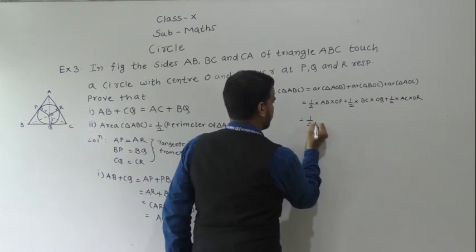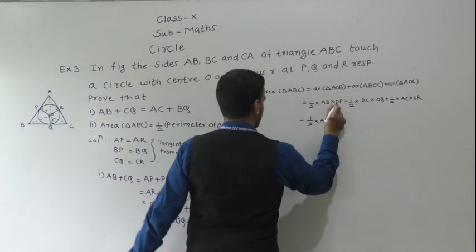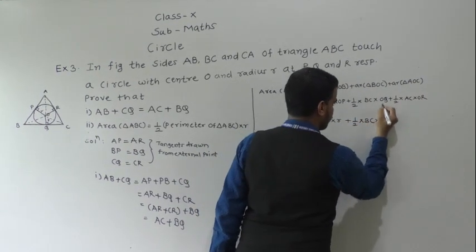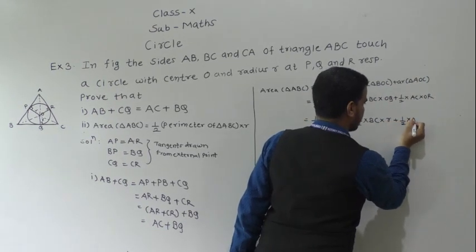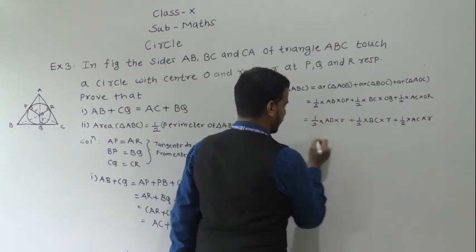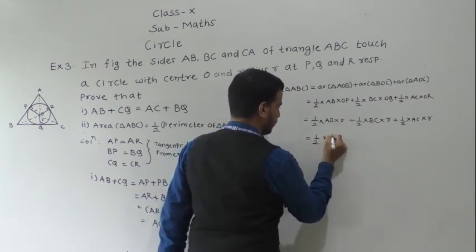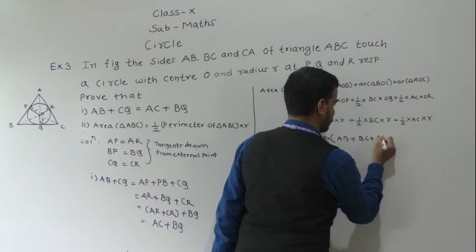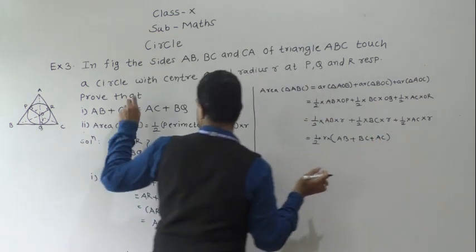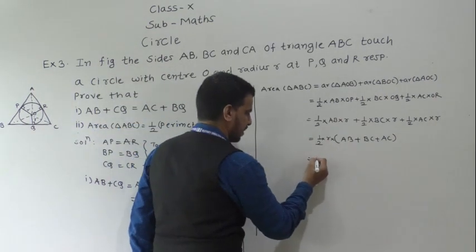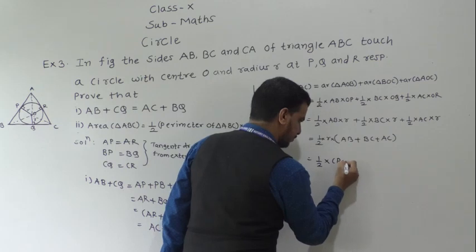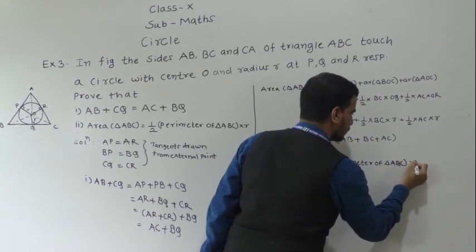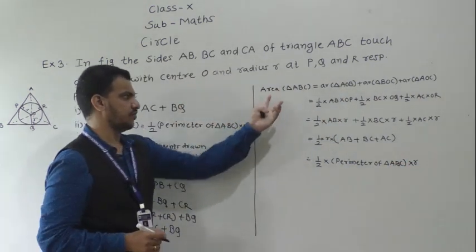Okay, now half into AB into OP, where OP is the radius, so instead of OP we can write R. Half into BC into OQ, again the radius, plus half into AC into R. Now we can take half R common. So what remains? AB plus BC plus AC. AB plus BC plus AC is the perimeter of triangle ABC. So we can write it this way: half into perimeter of triangle ABC into R. Okay, so we will get the area of triangle ABC.